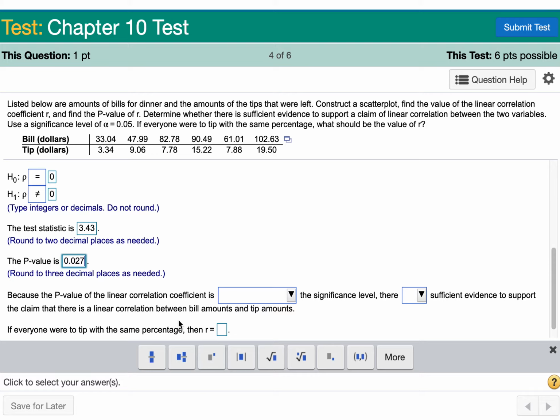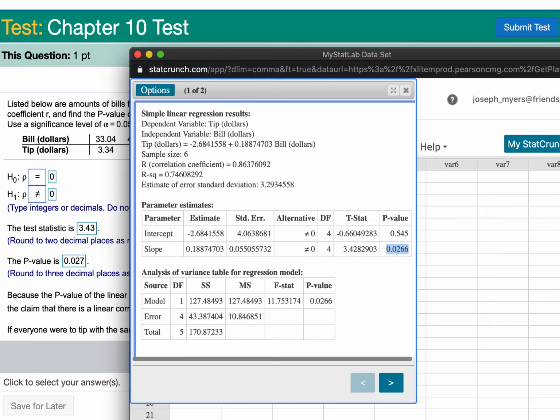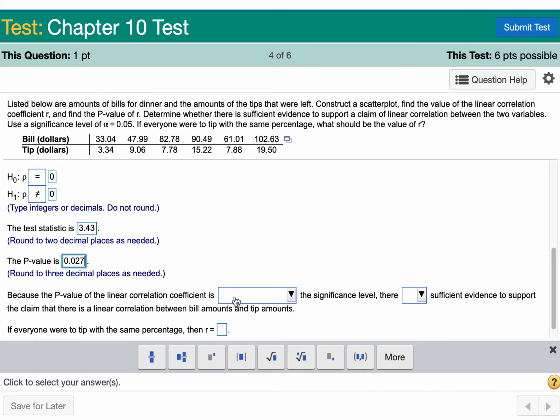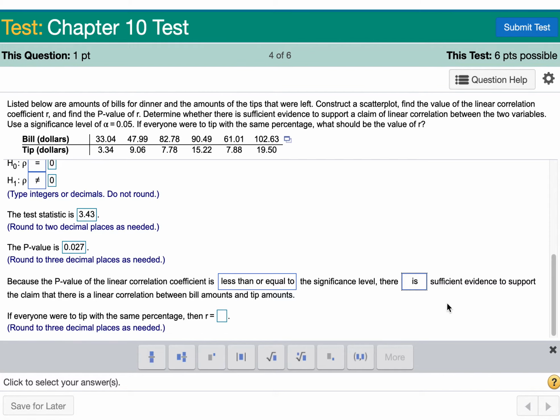And then it says, because the p-value of the linear correlation coefficient is, let's find out. The significance level is 0.05, and the p-value is less than that. So because the p-value of the linear correlation coefficient is less than or equal to the significance level, that means that there is sufficient evidence to support the claim that there is a linear correlation between the bill amounts and the tip amounts. And then now it asks this.